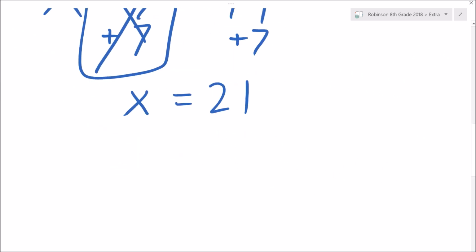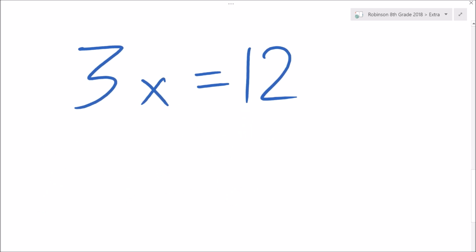Next type we need to talk about is multiplication. 3x, remember that if we do not see a math sign between two numbers, that means they're being multiplied. So this is really 3 times x, but we just don't write the times symbol. The inverse operation to multiplication is division, so I will divide by 3.